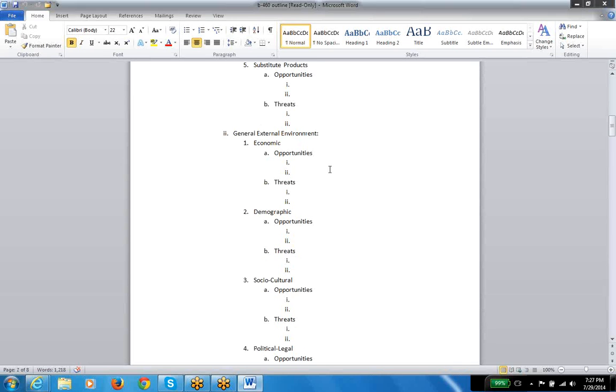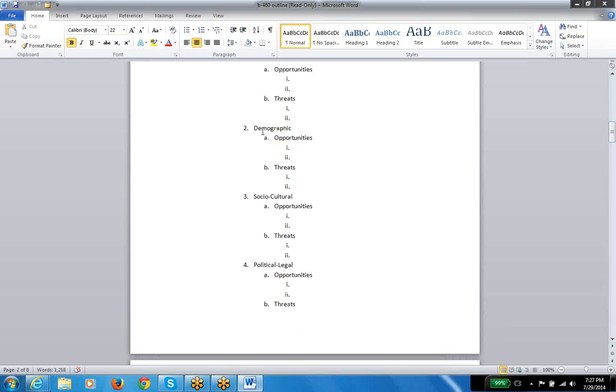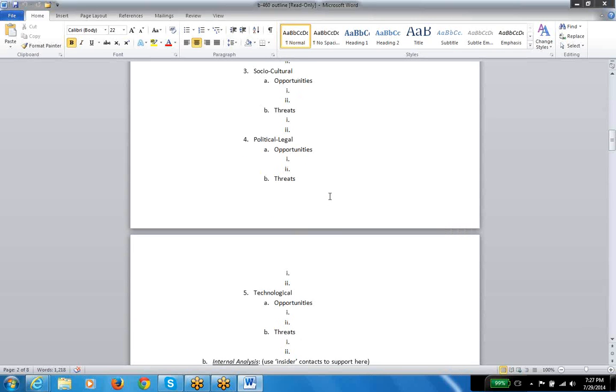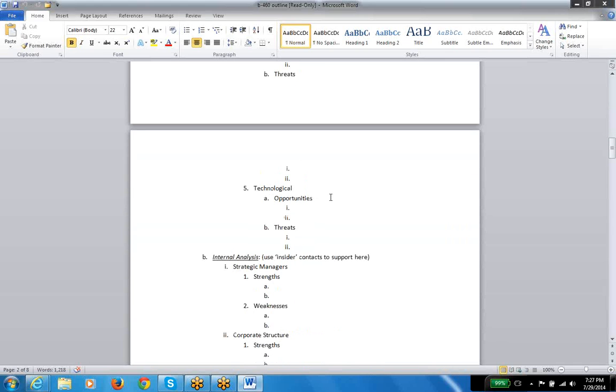Okay. General external environment. Economy. How is the economy affecting your company? Is your company seeing opportunities in the current economy? Threats? What are they? Demographics, if you don't know what that means, look it up. Socio-cultural issues out there. Political, legal issues. That should speak for itself. What are the politicians doing to help and hurt your company?